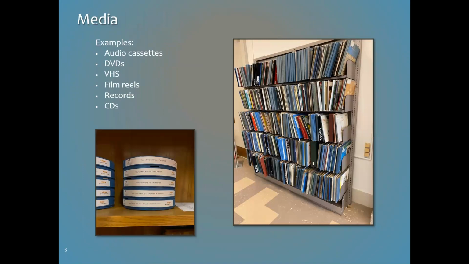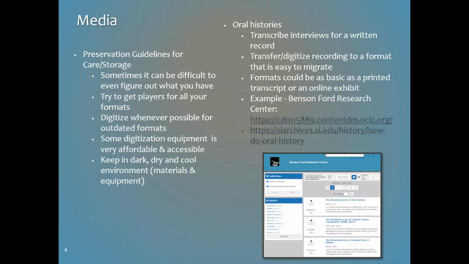Examples of different types of media can be audio cassettes, DVDs, VHS cassette tapes, film reels, records, or CDs. The preservation guidelines for care and storage: sometimes it can be difficult to even figure out what kind of media you have. Just identifying that can be the first step. You can also try to get players for all your different kinds of formats.